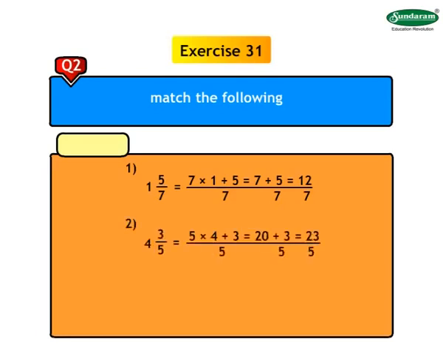2. 4 and 3 upon 5 is equal to 5 into 4 plus 3 the whole upon 5, is equal to 20 plus 3 the whole upon 5, is equal to 23 upon 5. 3. 9 and 2 upon 11 is equal to 11 into 9 plus 2 the whole upon 11, is equal to 99 plus 2 the whole upon 11, is equal to 101 upon 11.